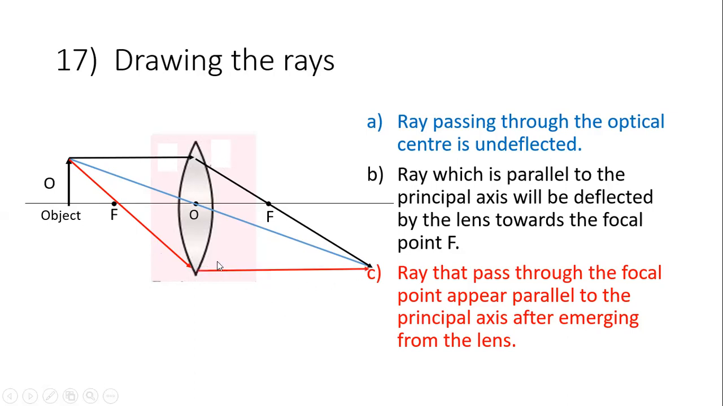So these three rays must pass through a point. But for construction, you can choose any two. That's good enough already. The third ray is just to check whether your construction is right or wrong. And that is your image, I. Any comment? Anything still not clear?